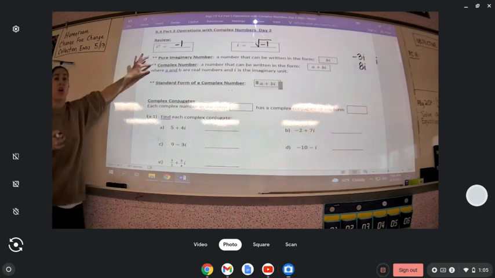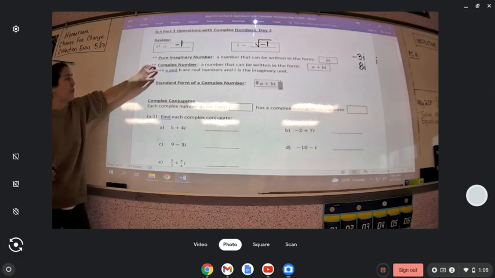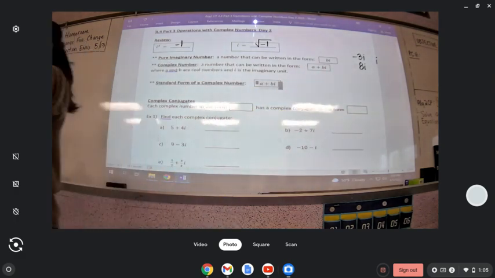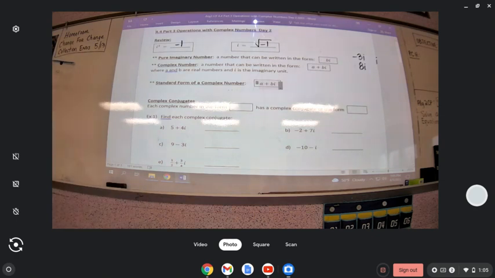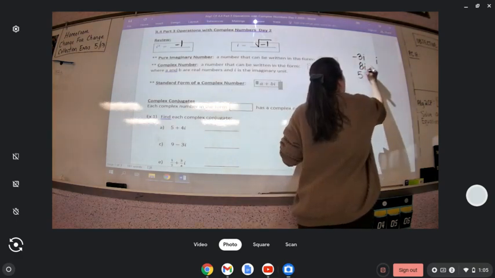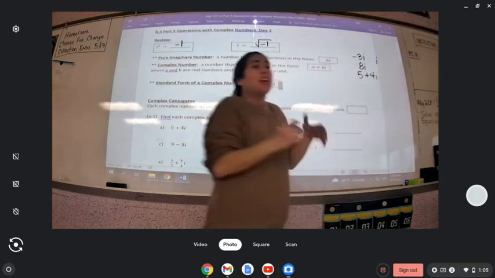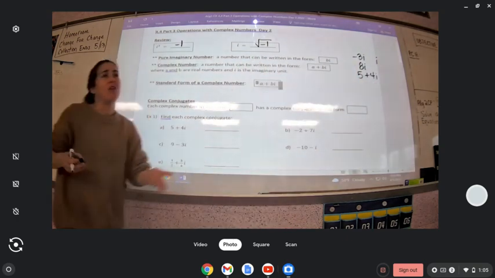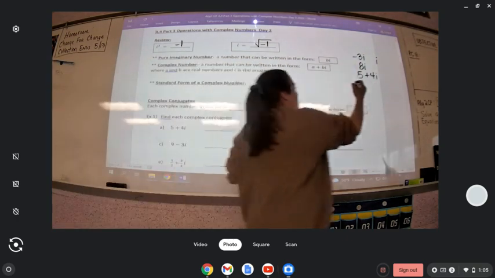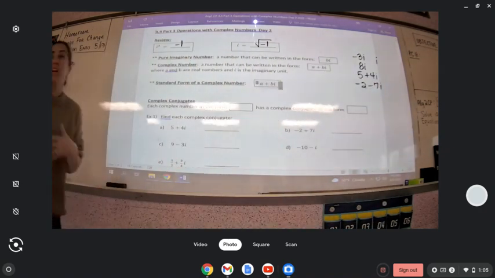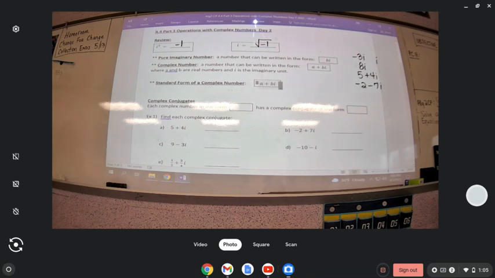And then we saw there are complex numbers. Complex numbers are numbers that can be written in the form a plus bi, where a is a completely real number and bi is your imaginary number. Just like in the warm-up, we had 5 plus 4i. That's a complex number. He has a real number, but he also has an imaginary part. Or negative 2 minus 7i. He has a real number, negative 2, but he also has that imaginary part, negative 7i.